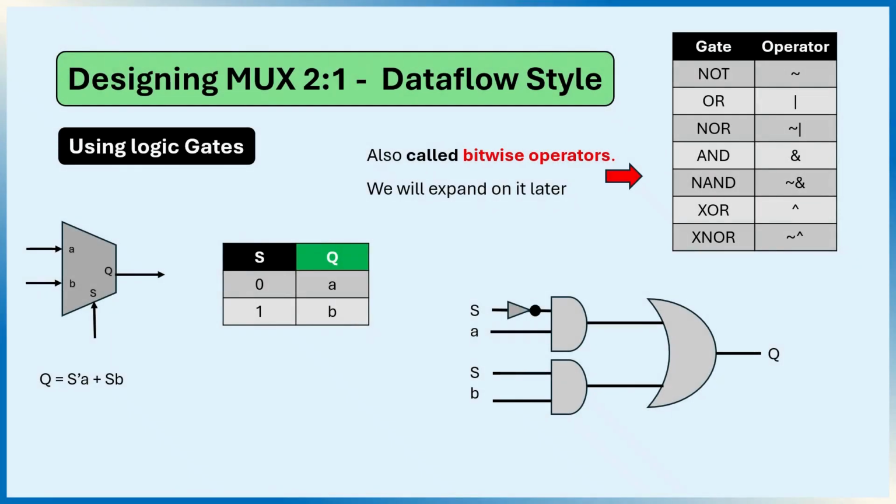Let's design a 2-to-1 multiplexer using the Dataflow style. Dataflow style describes a circuit by directly expressing the flow of data between signals. We have our equation, the truth table, and a small chart of bitwise operators that we will explain later in the course. For now, we use them like logic gates, not AND and OR.